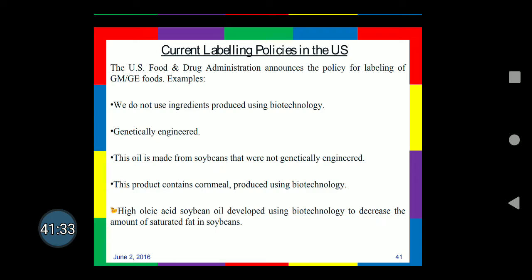Current labeling policies in the US. The US Food and Drug Administration announces the policy for labeling of GM food. We do not use the ingredients produced using biotechnology. Genetically engineered. The oil is made from soybeans that were not genetically engineered. This product contains cornmeal produced using biotechnology. High oleic acid soybean oil is developed using biotechnology to decrease the amount of saturated fat in the soybean. All these are some of the labels that are shown on the products of GM food.